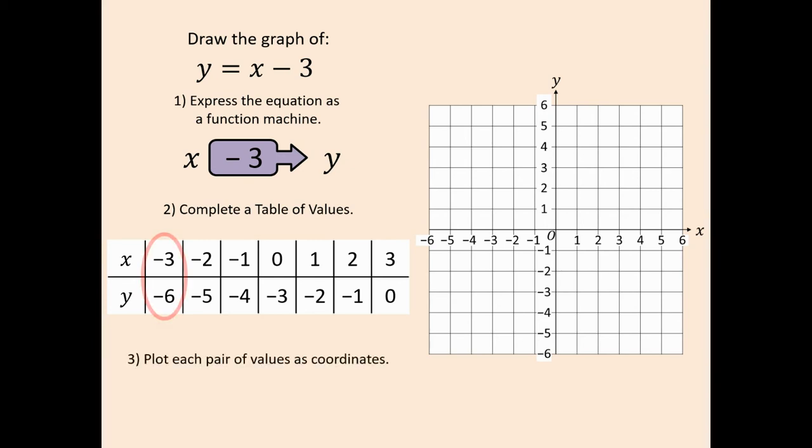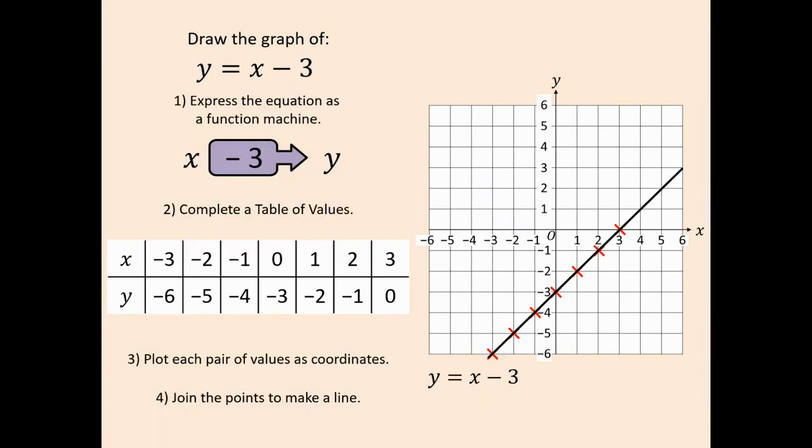So now you can plot each pair of points. -3, -6: you go along the corridor, down the stairs. -2, -5: along the corridor, down the stairs. -1, -4: along the corridor, down the stairs. 0, -3: just right there, you just go down the stairs. 1, -2; 2, -1; 3, 0. You join the points together to make a line, and there you go. That's all it is. Okay.